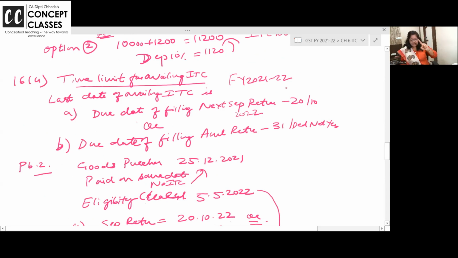Financial year 21-22 annual return you can file by 31st December 22. And September's return you can file by October 22. So whichever is earlier, by that time you can claim ITC. Suppose your annual return can be filed by 31st October, but you filed your annual return on 31st May 22. Financial year 21-22 is over, you filed the return in May, so only up to that point can you claim ITC.